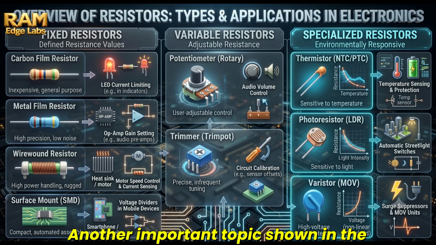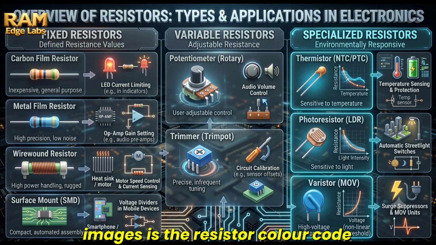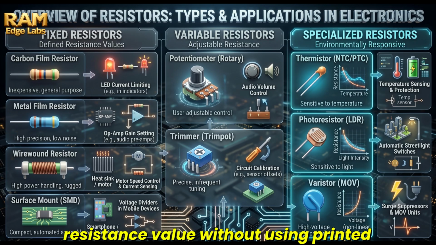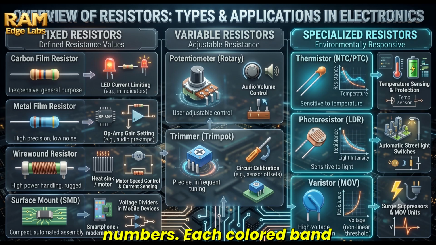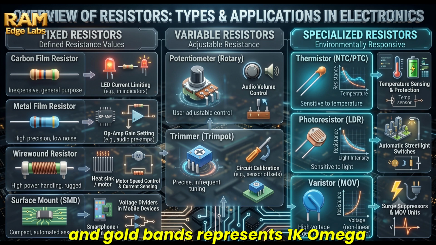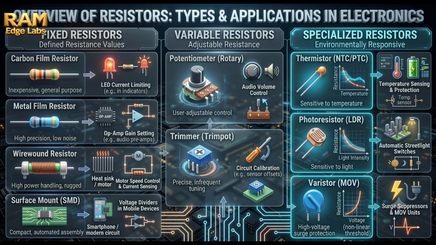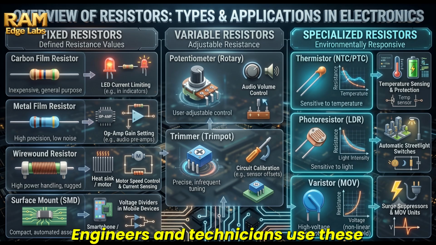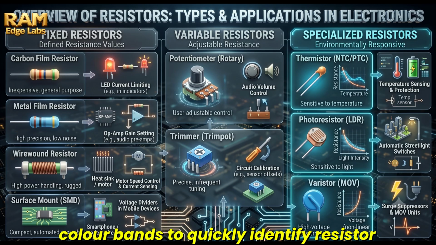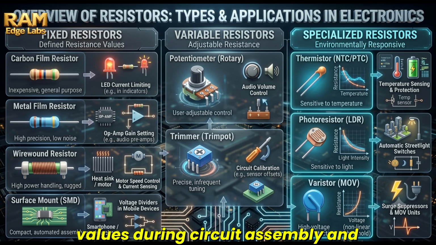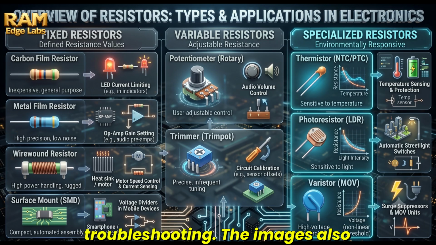Another important topic shown in the images is the resistor color code system, which helps identify the resistance value without using printed numbers. Each colored band represents a digit, multiplier, or tolerance. For example, a resistor with brown, black, red, and gold bands represents 1 kΩ plus or minus 5%. Engineers and technicians use these color bands to quickly identify resistor values during circuit assembly and troubleshooting.